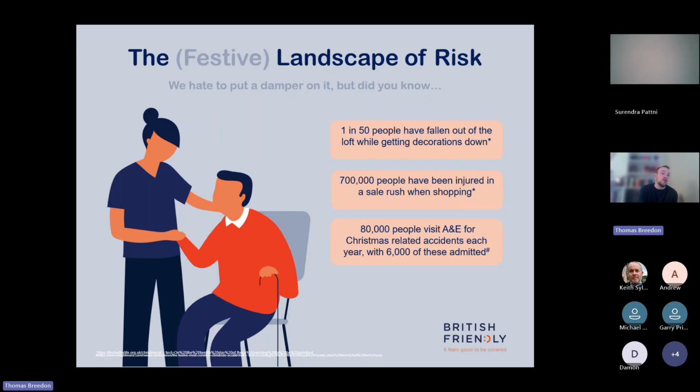Claims for fracture cover shoot up in December, mainly because clients fall out of the loft when getting decorations down, or in the sales as well. January sales, probably not so much anymore, but previously that was a dangerous thing. These kinds of events really show that there is a risk there all throughout the year.